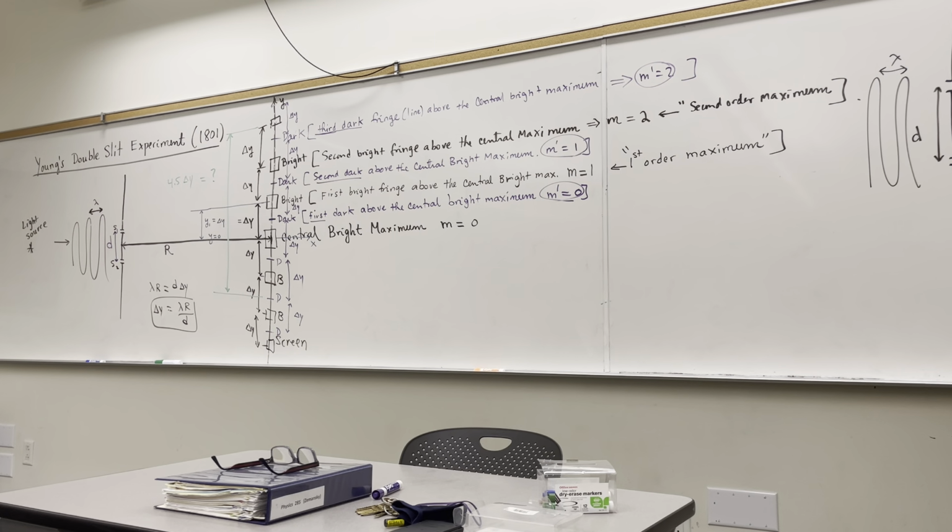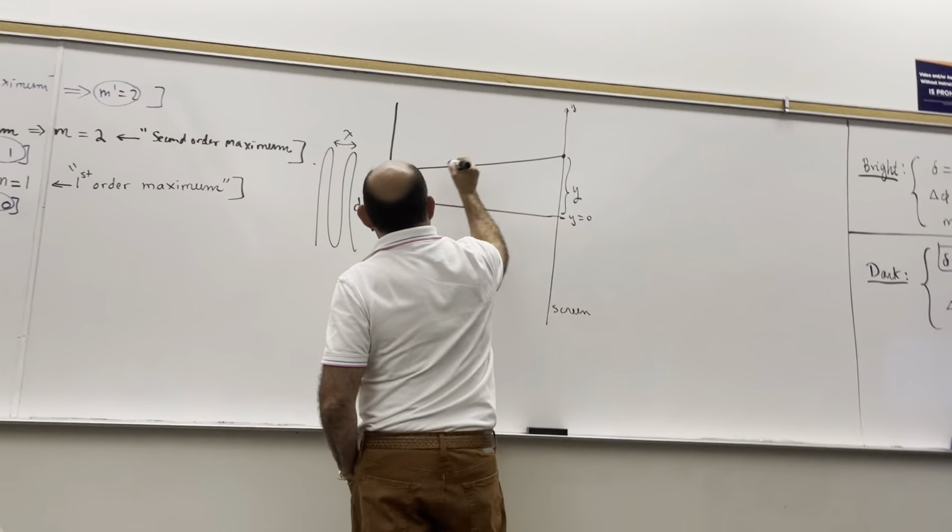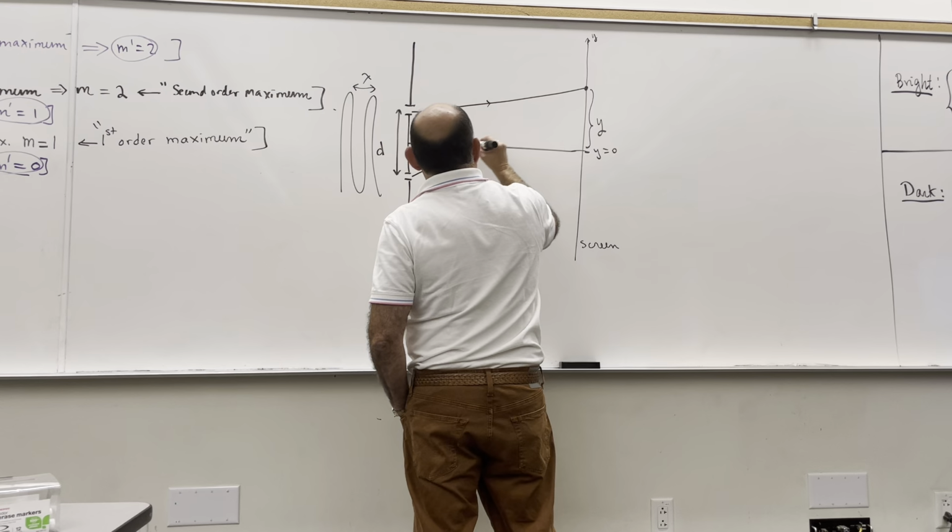I will consider a spot over here. This is y equals 0, so therefore this distance over here will be y, correct? I'll just call it y. Bright or dark, I'll just pick some spot on the screen. And light is going to go through that slit to there, and then light is going to go from this slit to there.